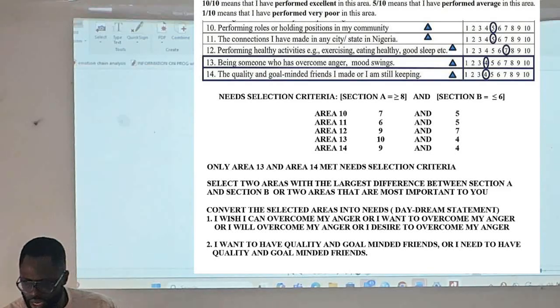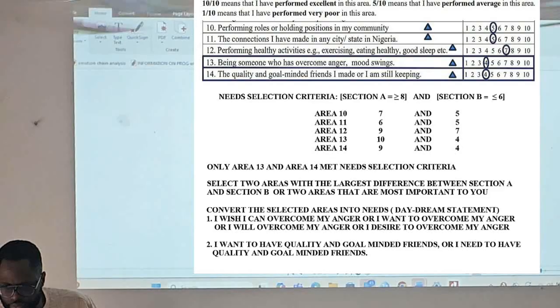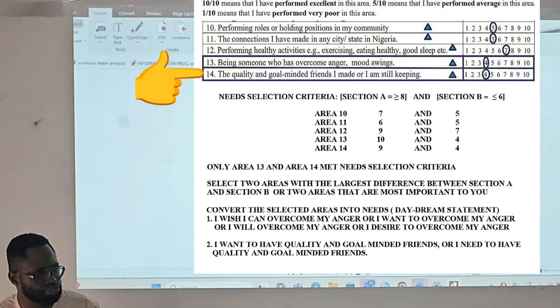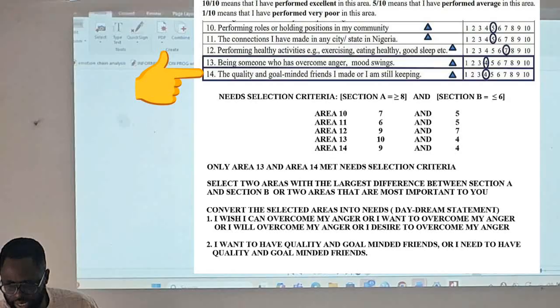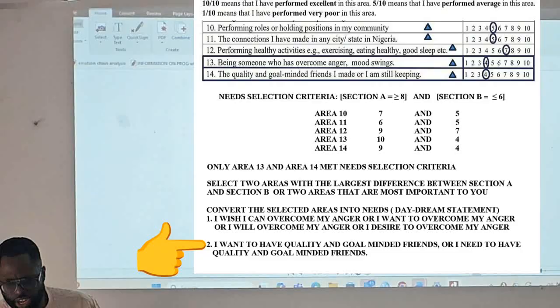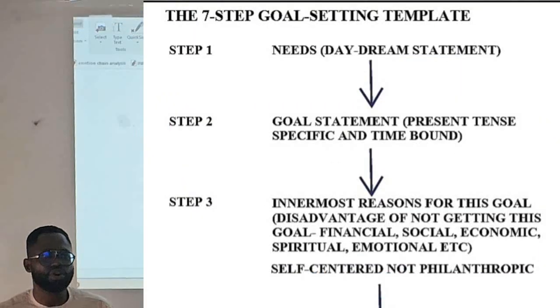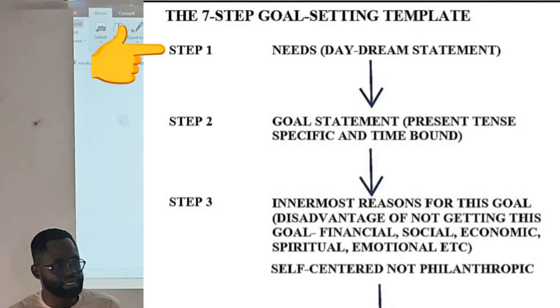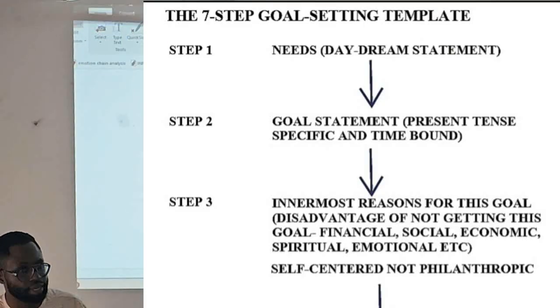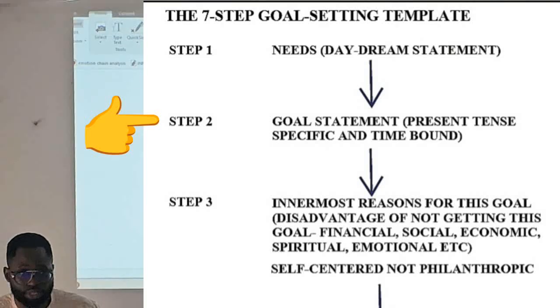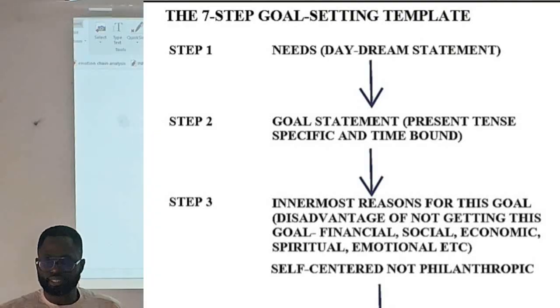Okay? The second area in converting it into a daydream sentence, the quality and goal-minded friends I am making. I want to have quality and goal-minded friends, or I need to have quality and goal-minded friends. We get that. So, how do we now convert the daydream sentence into a goal statement? Okay? Who was here in the last class?